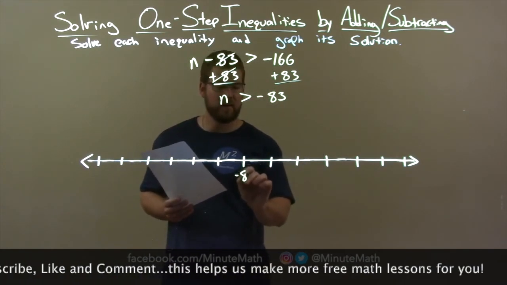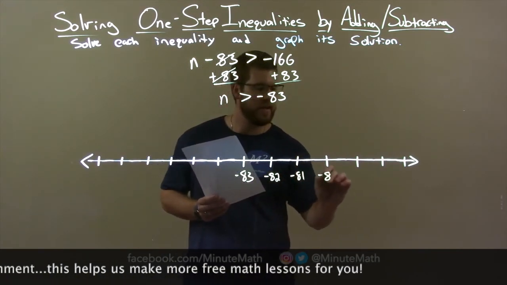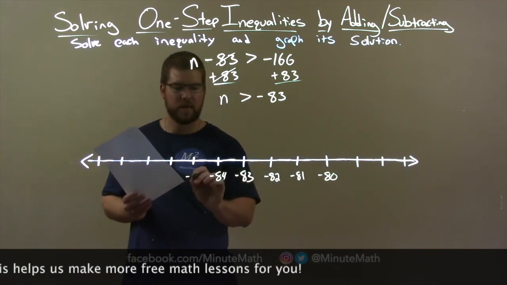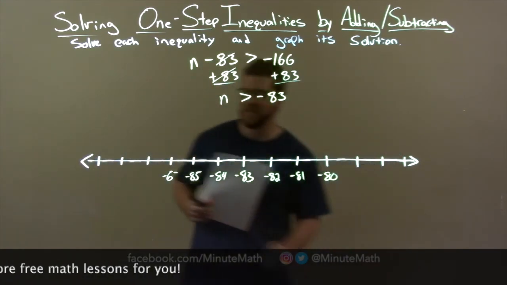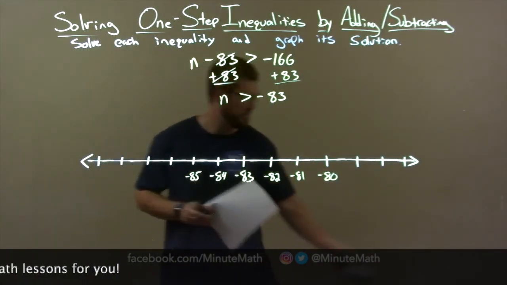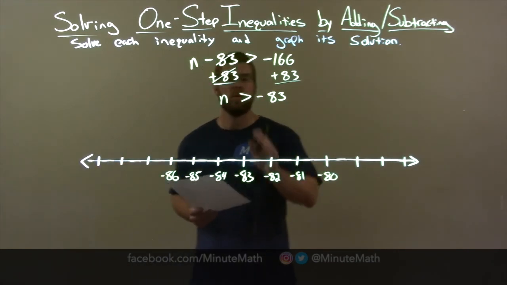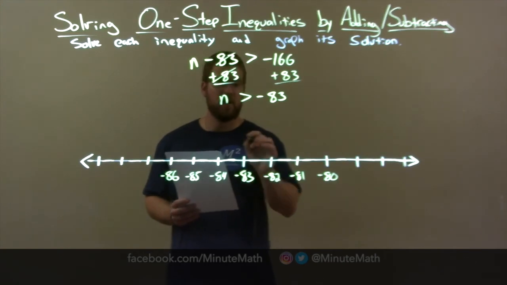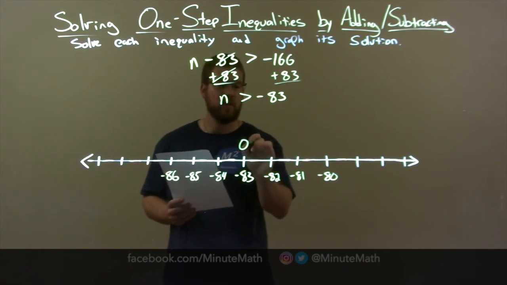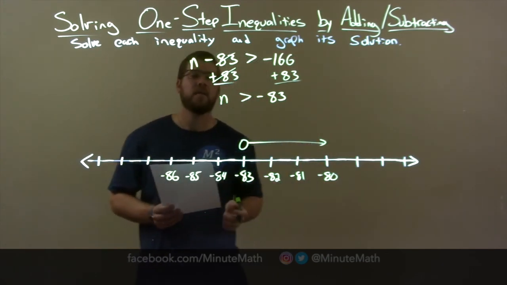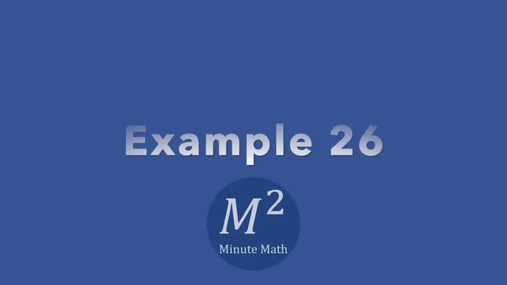Well, let's put negative 83 here, and negative 82 here, and negative 81, and negative 80, and negative 84, and negative 85, and negative 86 here, okay? Well, since n is not equal to negative 83, we put an open circle right there at negative 83. N is greater than, so we put an arrow to the right, and there we have it. Our graph matches our final answer. N is greater than negative 83.